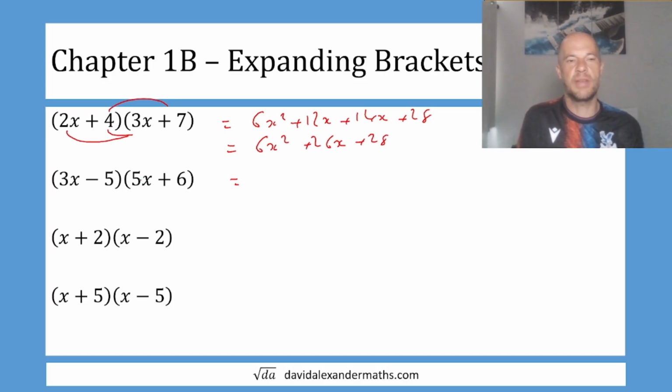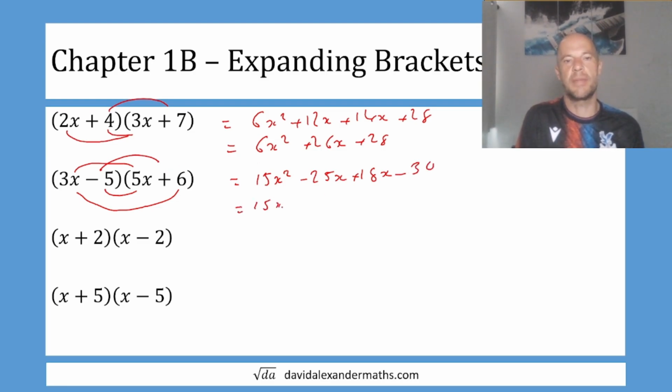Here's another example, similar, just with a minus sign. 3x times 5x, 15x squared. In the insides, minus 5 times 5x, so minus 25x. On the outside, 6 lots of 3x, which is 18x. And then negative 5 times positive 6, which is negative 30. And now we can just tidy up the x's again. Minus 25 plus 18, that's one of those really nasty calculations, but that is negative 7x, take 30.